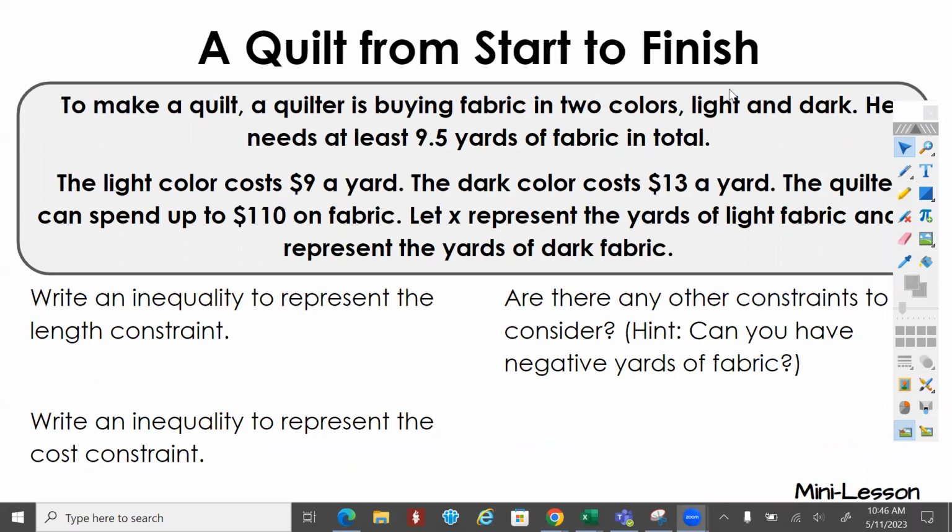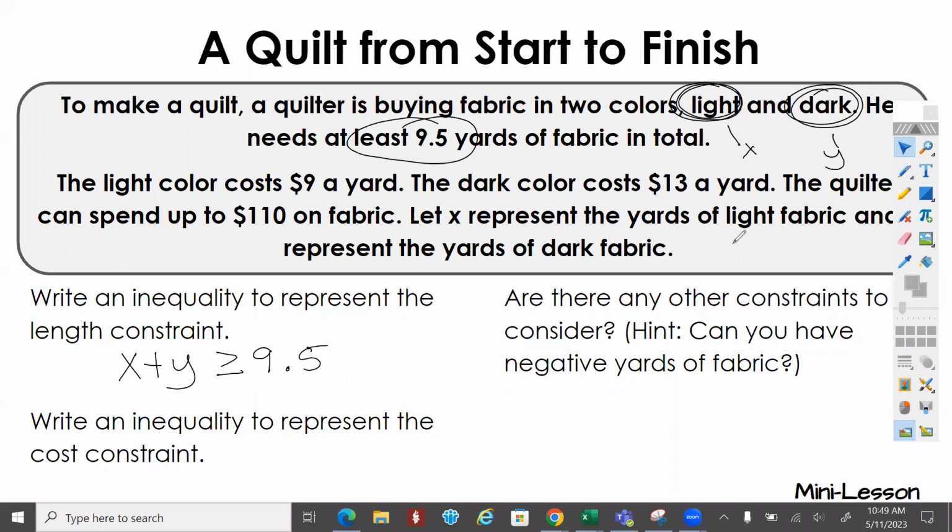Take a moment, summarize it, put it on. Okay. So we have light and dark colors. He needs at least 9.5 yards of fabric in total. So the first thing we want to do is say X is going to be light and Y is going to be dark. And we're going to say X plus Y, because that would be in total, right? And it has to be at least 9.5. So it can be greater than 9.5.